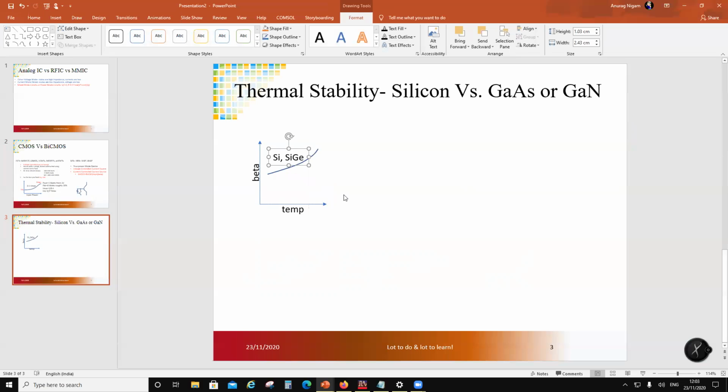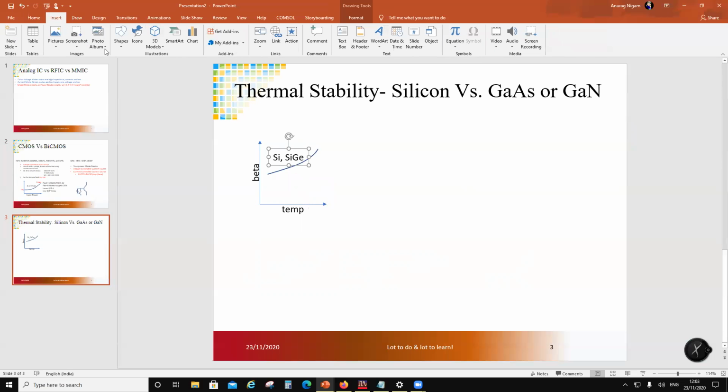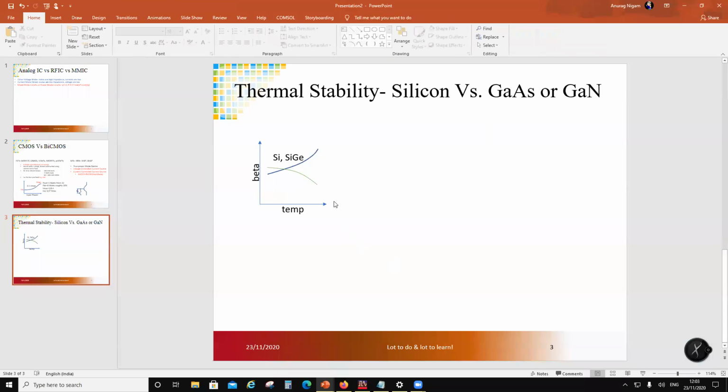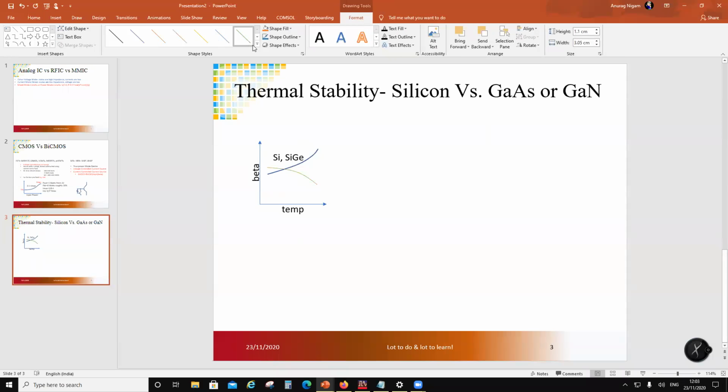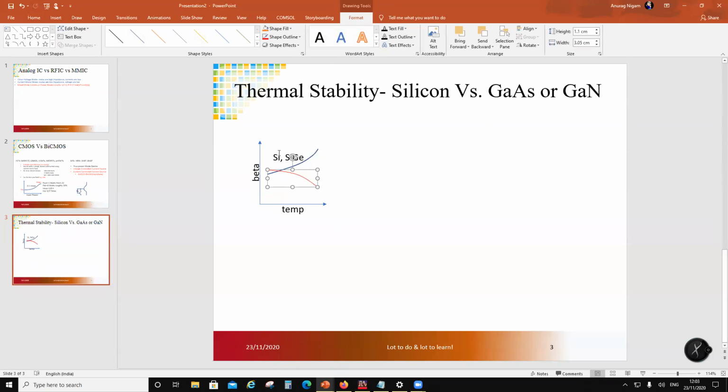Now, what is happening in the case of GaAs or GaN? GaAs or GaN is going to do this. It is going to have a negative temperature coefficient. So GaAs or GaN is doing something like this, or rather, let's put a red color. So this is a GaAs or a GaN thing which is happening. This is just a trend, so I'm not putting any numbers there.